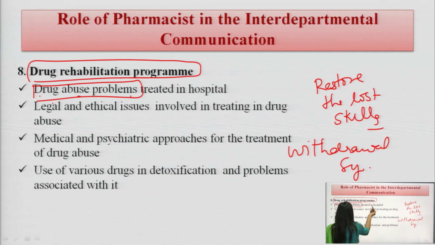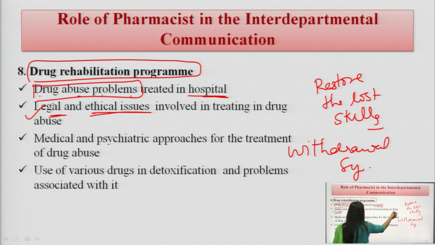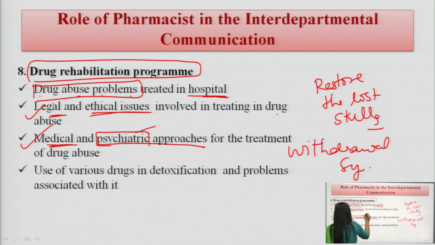Now, drug abuse problems are treated in the hospitals, and pharmacists are helping in this. Pharmacists are seeing the legal and ethical issues involved in treating drug abuse. Also, I told you, if any therapy is required to treat drug abuse problems, medical and psychiatric approaches are used for the treatment of drug abuse. In those psychiatric approaches, what is the pharmacist giving? There is patient counseling.